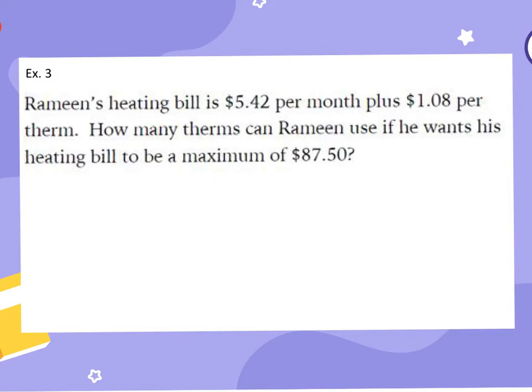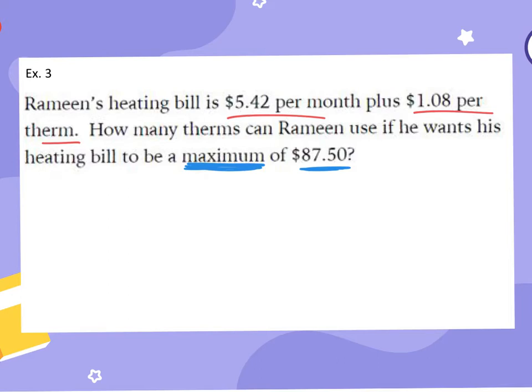Let's get going on this. Ramin's heating bill is $5.42 per month plus $1.08 per therm. Underline what's important here. What else is important? Maximum $87.50. Yep, that word maximum and $87.50. So he wants his heating bill to be a maximum of $87.50.